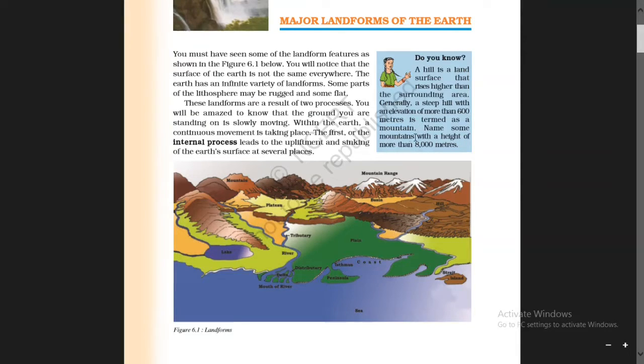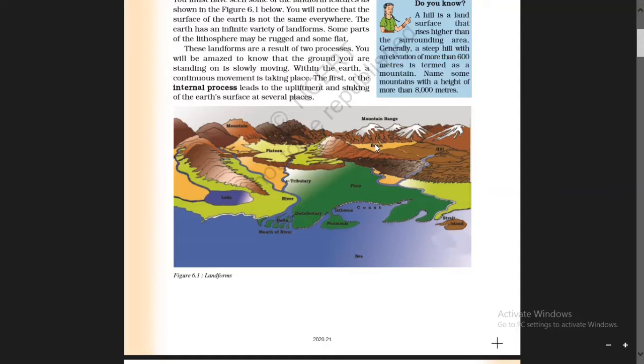Name some mountains with a height of more than 8,000 meters. So here: Mount Everest, K2, Kanchenjunga, Makalu, Dhaulagiri, etc. These are the names of the mountains you can write here.